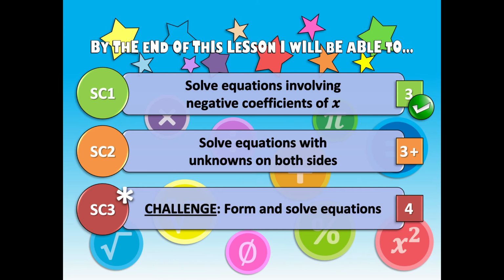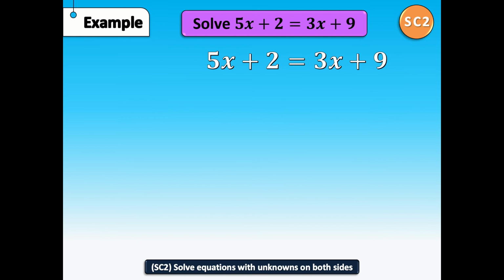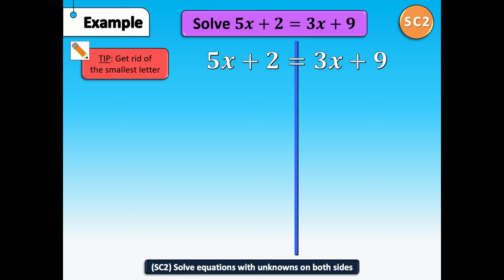So now we're going to move on to number 2, and this is to solve equations with an unknown on both sides. So we want to solve this equation, and you can see we've got an x on both sides of the equal sign. So the first thing to do is to get rid of the smallest letter. So we've got 5x and we've got 3x. So 3x is obviously smaller than 5x. So I put a line down through the equal sign, and I take 3x off both sides.